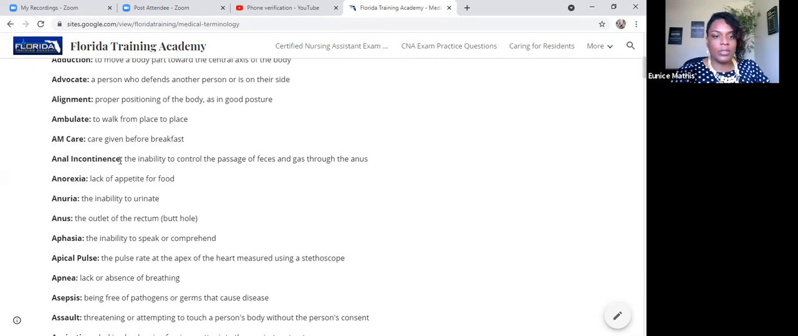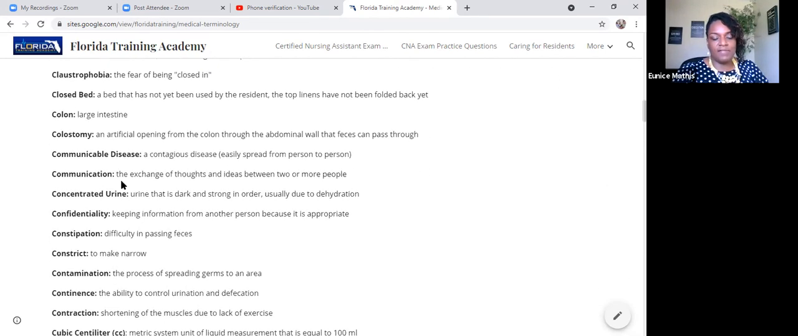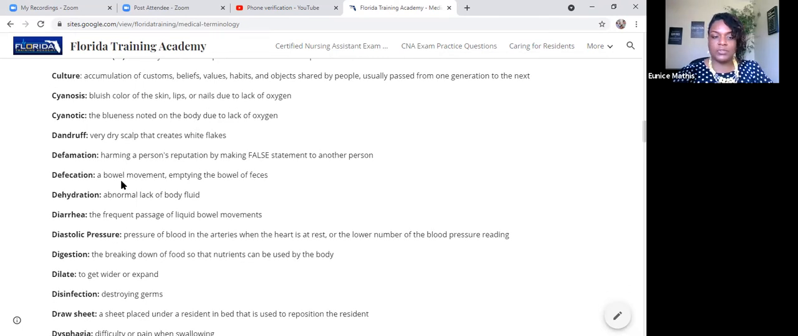So here we can eliminate the infection. We can eliminate the moisture on the patient's skin simply by having the CNA take the resident to the bathroom more frequently. So as you do your studies, if you can study any prefixes, that will also help you with your test.